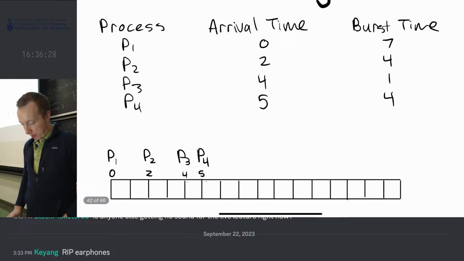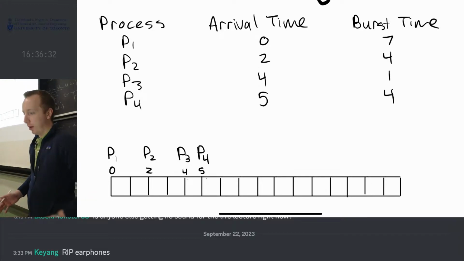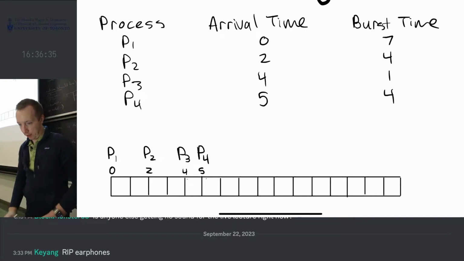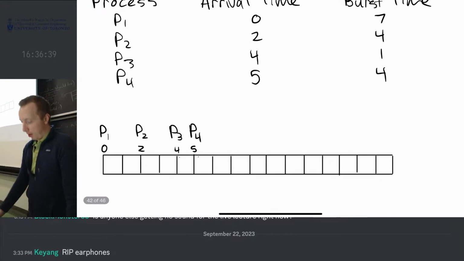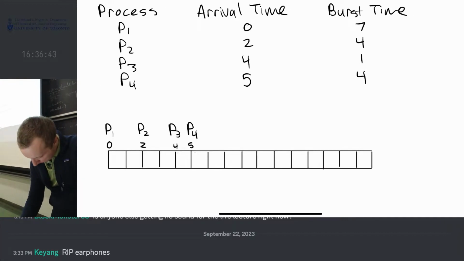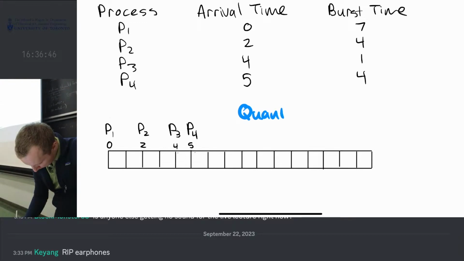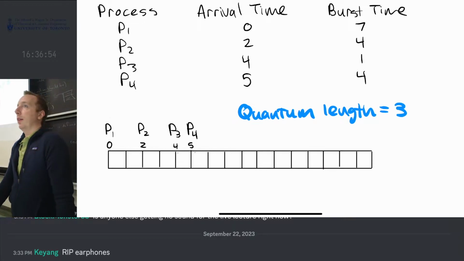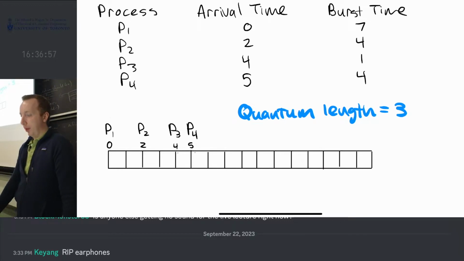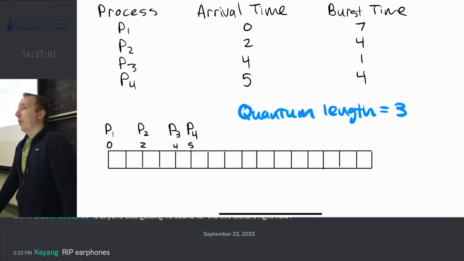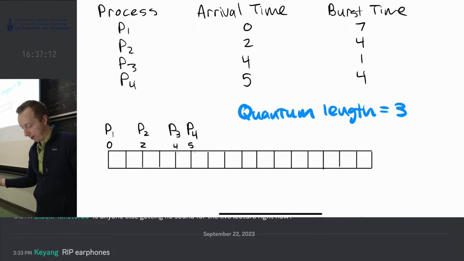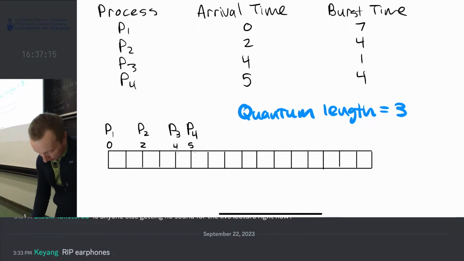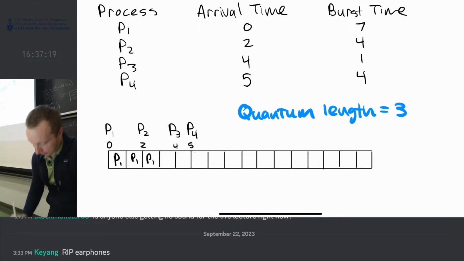So here I have the same processes that I want to execute for the same amount of time, and I wrote the arrival time at the top again. If I'm doing round robin, I will do a quantum length. So we're saying our quantum length is 3 time units. At time 0, we only have process 1, so we can only pick process 1, and it gets up to 3 time units. Again, it can end early if it wants to, but in this case, it wants to run for 7, and that's more than 3. So P1 would execute for 3 time units.